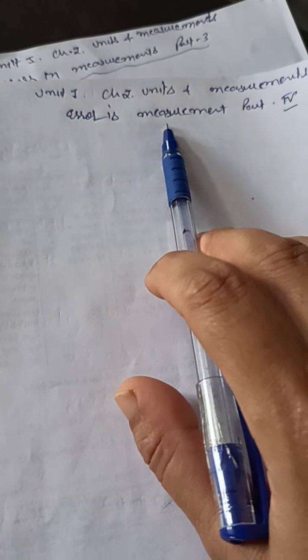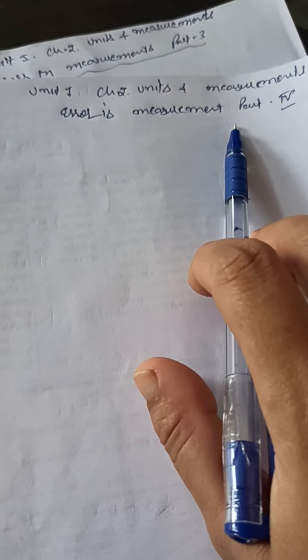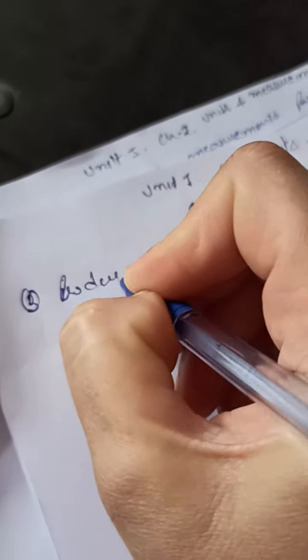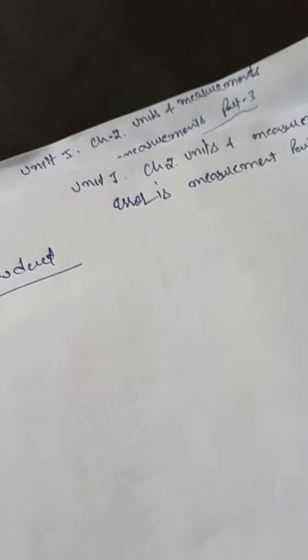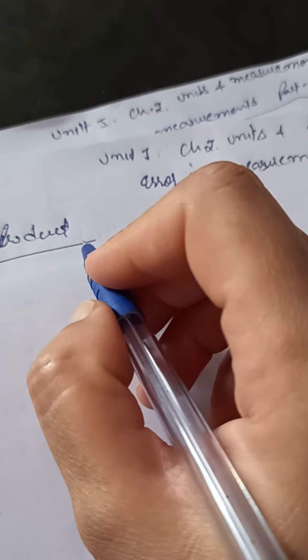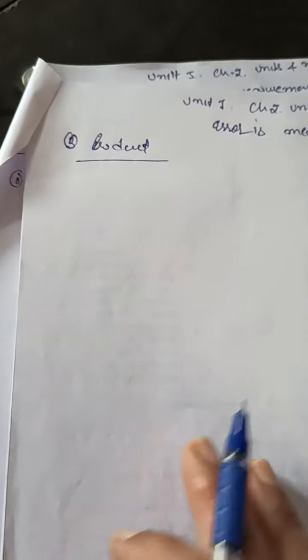In the last part we have done the propagation of errors in addition and subtraction, and today we are going to do it with multiplication and division. First case, the third one, is product. It means when the final result includes a product of two physical quantities, we have to find how the errors appear in the result.